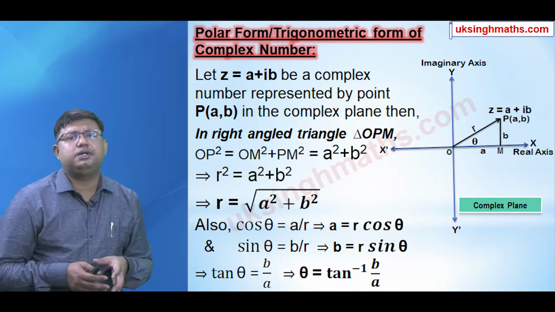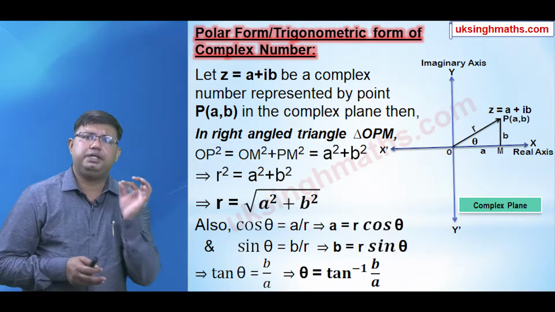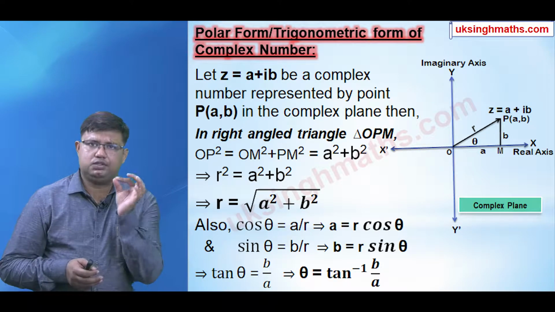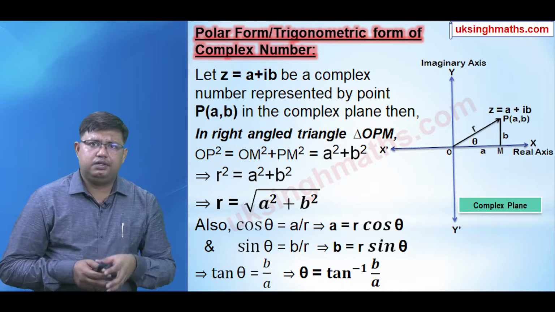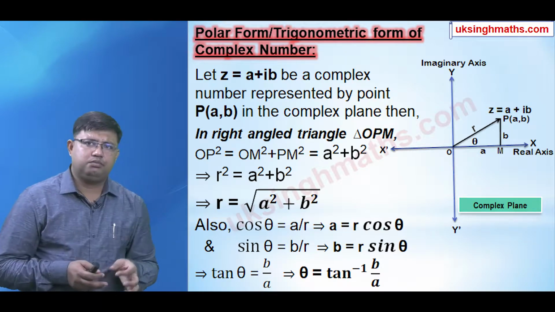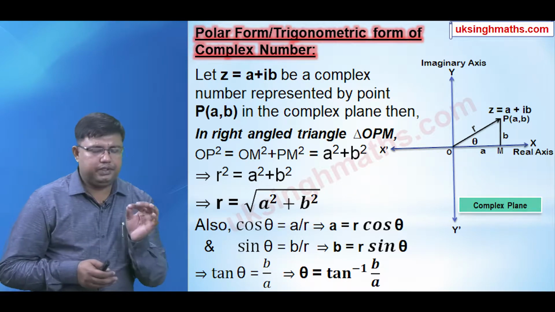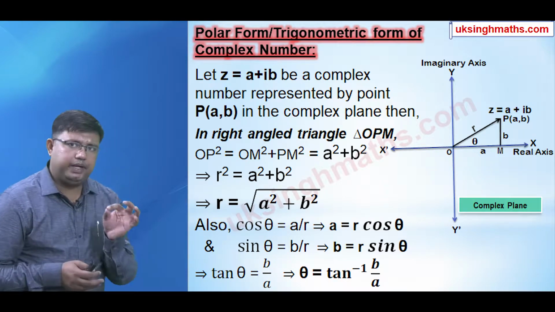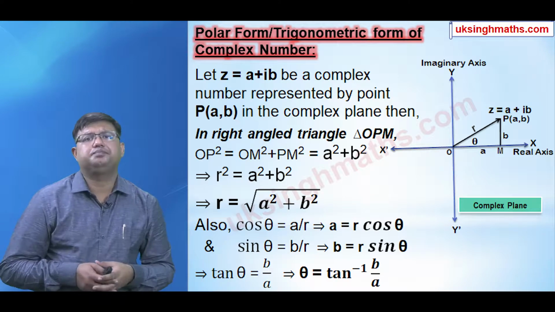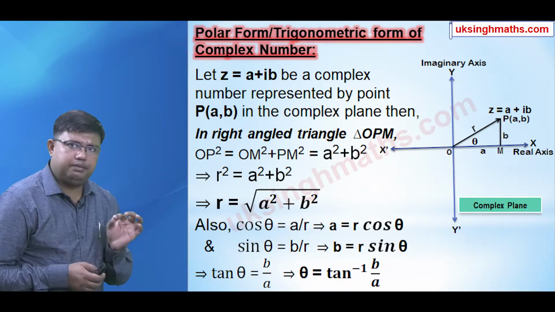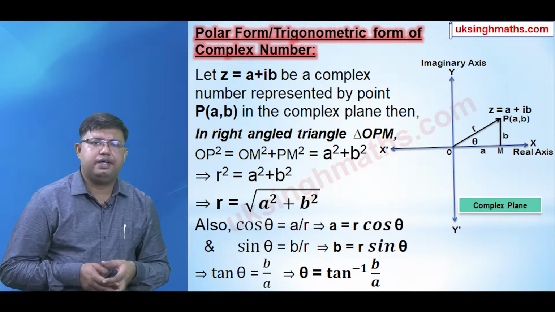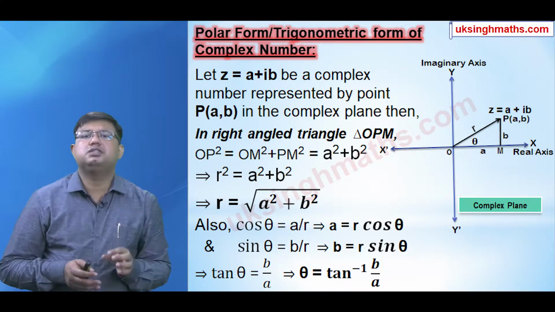Then using the Pythagoras theorem, in the right angle triangle OPM, you will find the value of r equal to square root of a square plus b square. And also by taking the trigonometric ratio of cos theta and sin theta, you can have the relations of the form a equal to r cos theta and b equal to r sin theta. And also by dividing b by a, you will have a relation theta equal to tan inverse b by a. And do remember these relations that I have highlighted over here. This r is nothing but the modulus of this complex number z, and this theta is nothing but the argument of this complex number z.